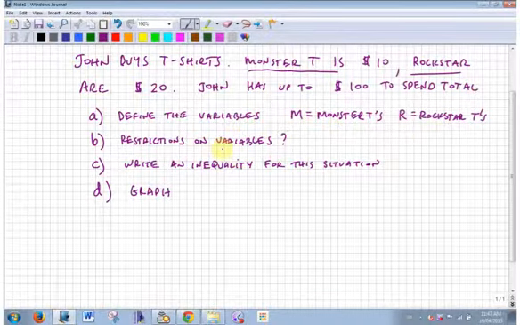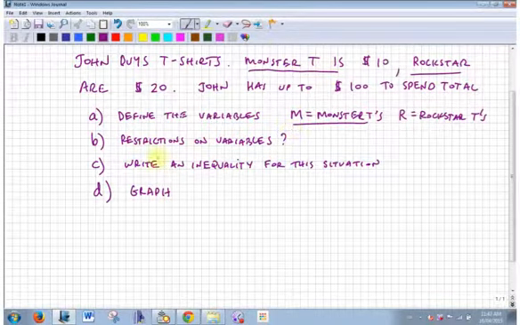Okay, that's what I'm going to do. That's variables, right? X and Y, M and R. That's what I got. What are the restrictions on these variables? That's how much he has to spend, but that has nothing to do with my variables. So I'm not saying you're wrong, but you didn't really answer the question.